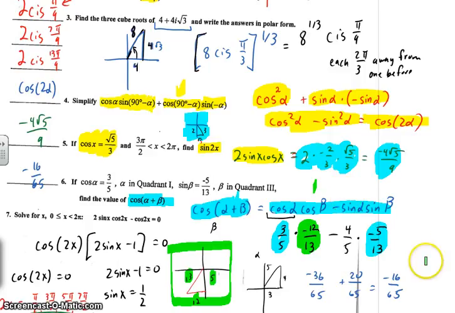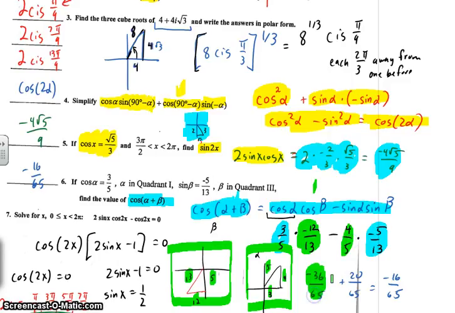Now if I'm looking at alpha, here's alpha right here. It says that the cosine is 3/5, so the x over the radius is 3 over 5. That means the y-coordinate is 4. That means the sine is 4/5. Okay? Then I just do arithmetic. I get negative 36/65 plus, because this is a negative times a negative, 20/65, and that gives me negative 16/65, and that's the answer.